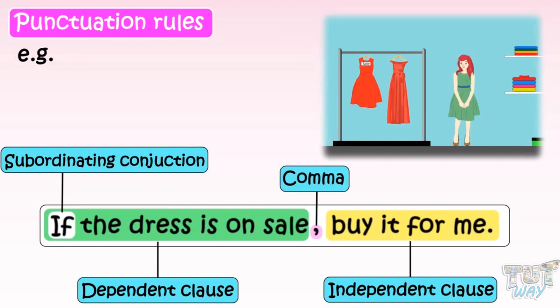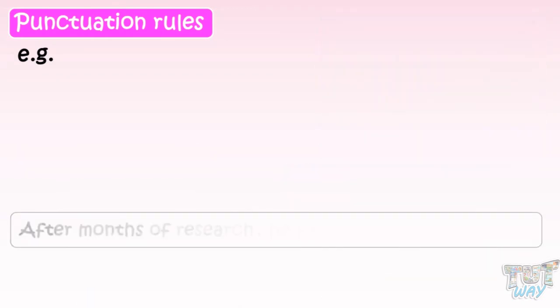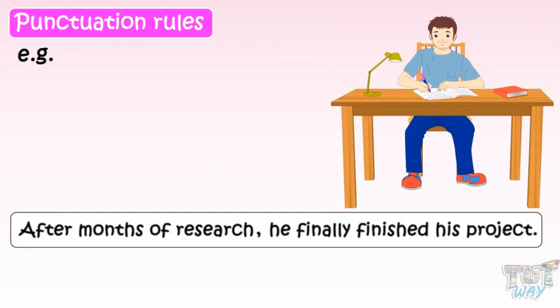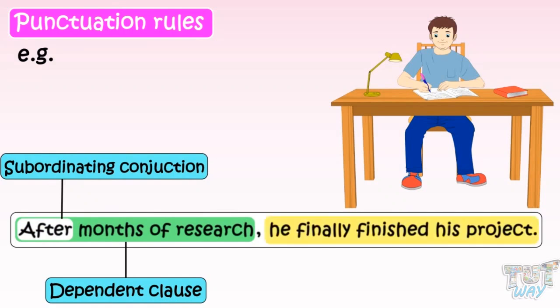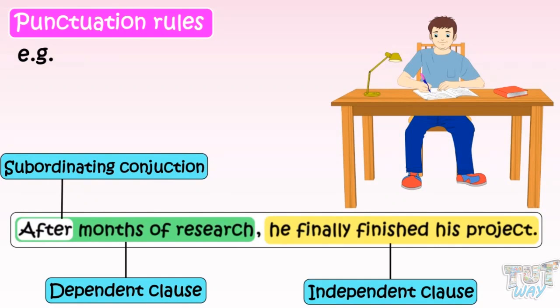Let's see some similar example sentences. After months of research, he finally finished his project. After months of research is a dependent clause, as it starts with the subordinating conjunction after. He finally finished his project is an independent clause, and here the independent clause comes after the dependent clause. So, comma is used to separate two clauses.